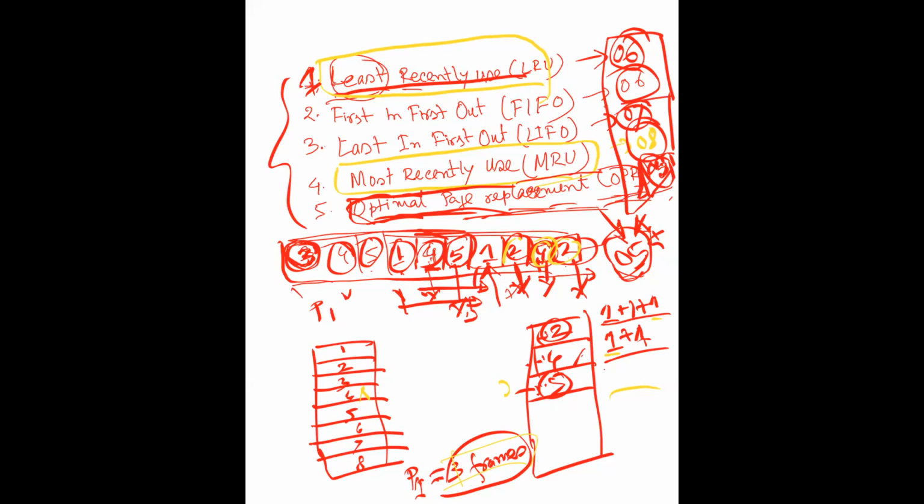So from these 5 algorithms, of course, optimal OPR is the best, but we cannot practically implement it because we can't predict the future 100% accurately. Okay, these are the 5 algorithms.